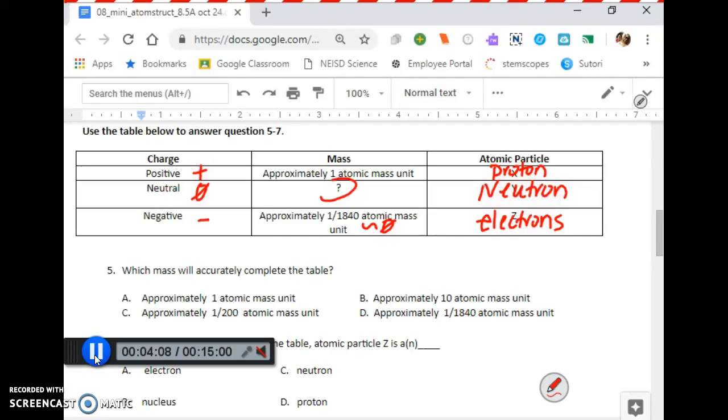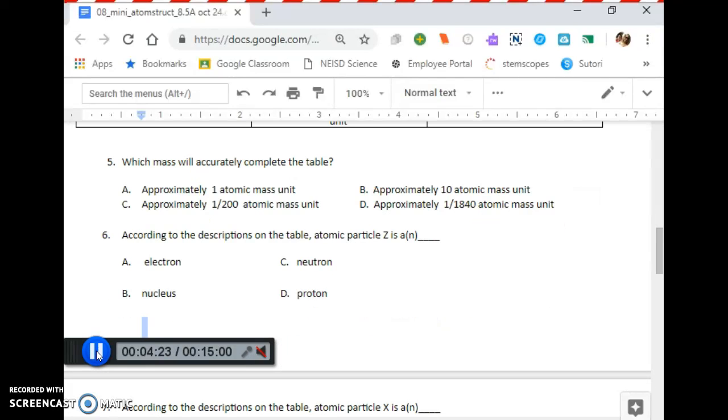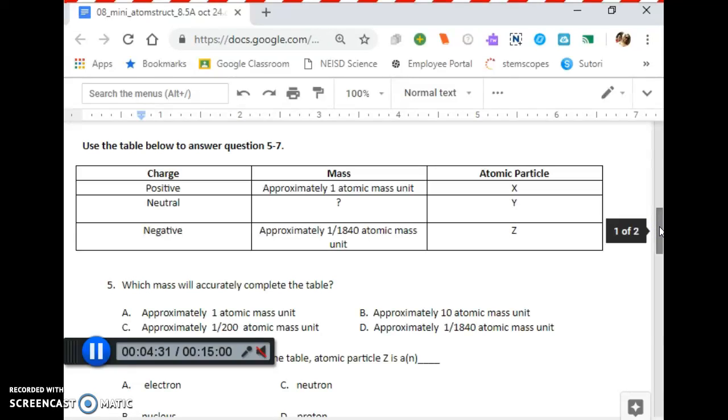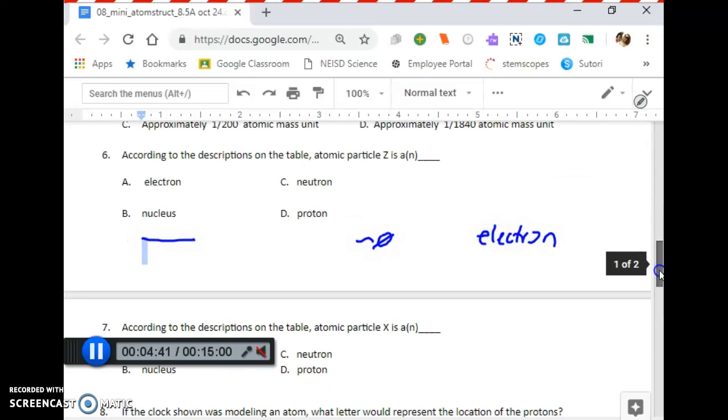So which mass will accurately complete the table? The only mass that belongs here, the neutron and the proton, both have the same mass of 1 atomic mass unit or 1 AMU, which is answer A. Number 6, according to the description on the table, atomic particle Z is a what? We already determined that Z right here being negative and having almost 0 mass has to be the electron. So coming back down to our answer, it is going to be A for electron.